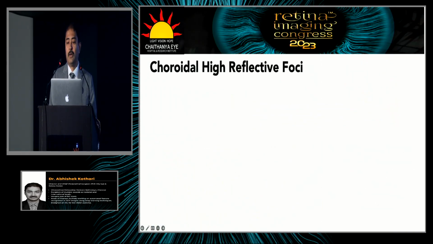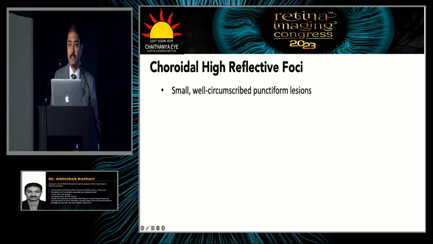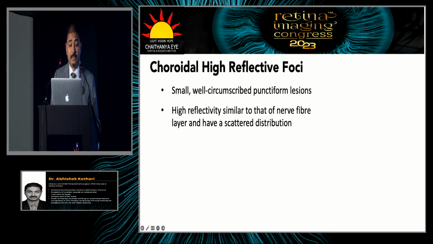Now, what are choroidal high reflective foci? They are small, well-circumscribed punctiform lesions, initially described as high reflective foci in the retina, but then people observed them in the choroid also. In the retina, usually the boundary that is given is less than 30 micron. In the choroid, several studies have gone from 50 microns to almost 2,000 microns. These have high reflectivity similar to the NFL layer and have a scattered distribution in the choroid.